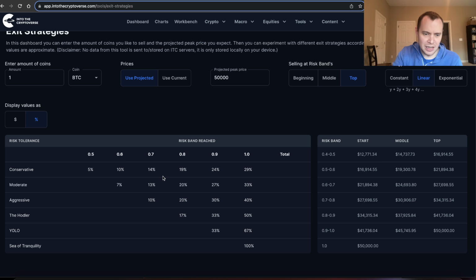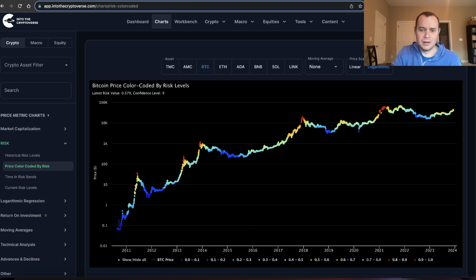But you can see the way this works is that at a low risk level, you're only taking a small amount off the table. And then as the risk levels go up, you increase it. And if you want to be more aggressive, then you can say you don't even start selling until it gets to 0.8 risk.